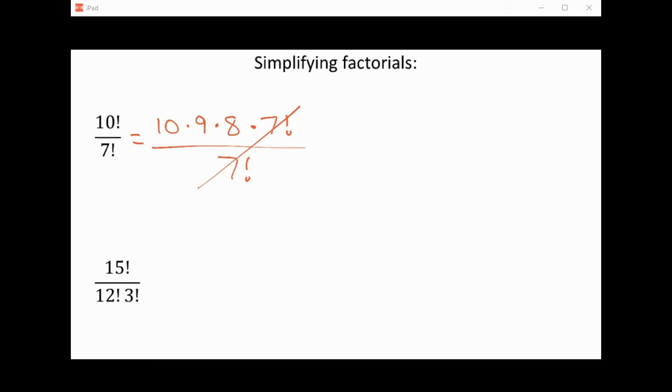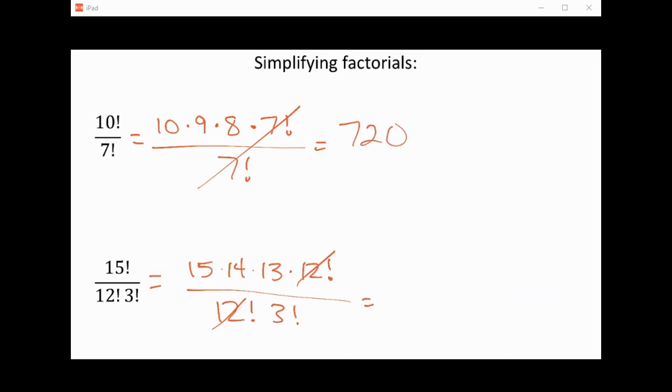And then with the next one, I would always cancel out with the bigger one. So 15 times 14 times 13. But if it cancels out here, you can't then make it go smaller and cancel out the 3 and stuff. Oh, I forgot to actually say that that'll be 720. But this one is 15 times 14 times 13, over 3 times 2 times 1.